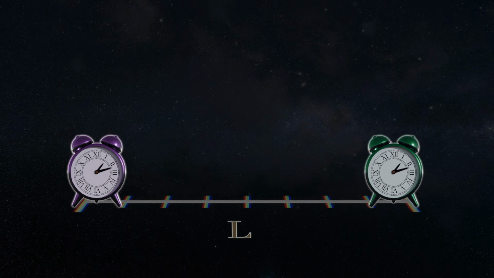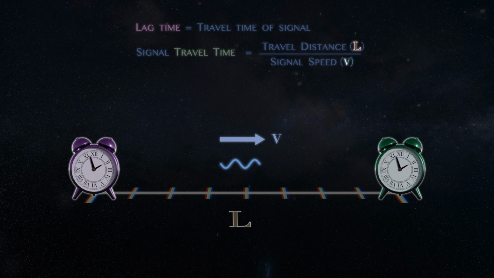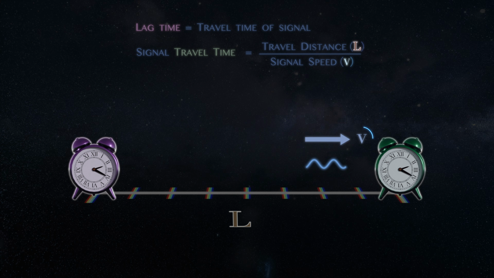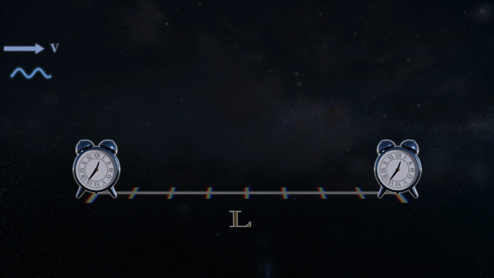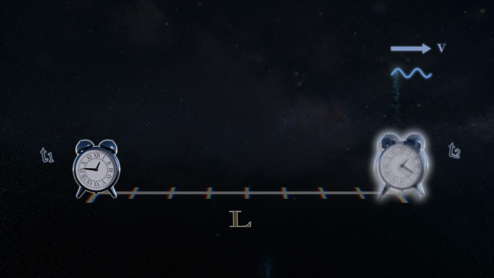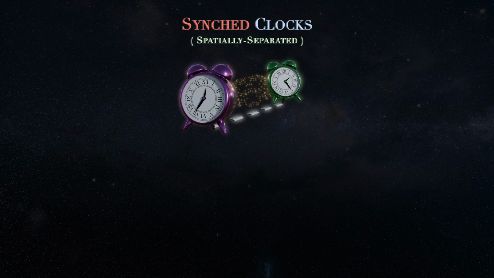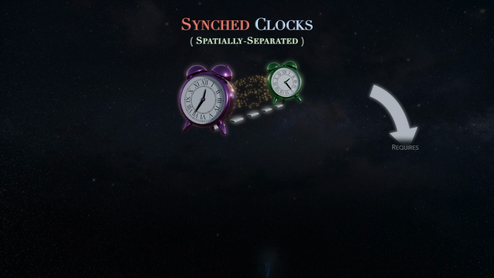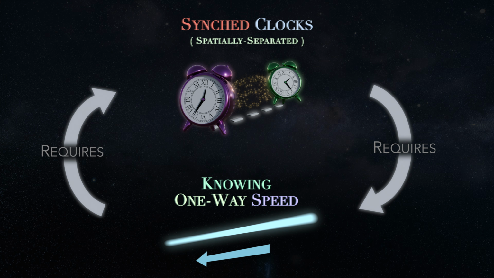To properly synchronize the receiving clock, then, the speed the signal traveled in the direction of its trip must be known. But the only way to know such a one-way travel speed is to have already measured it using two spatially separated, perfectly synchronized clocks. We thus cannot sync two spatially separated clocks until we know the one-way speed of our signal. And we cannot know the one-way speed of our signal until we have synced two spatially separated clocks.